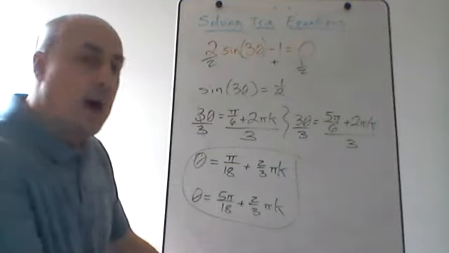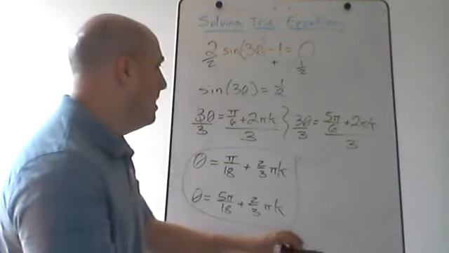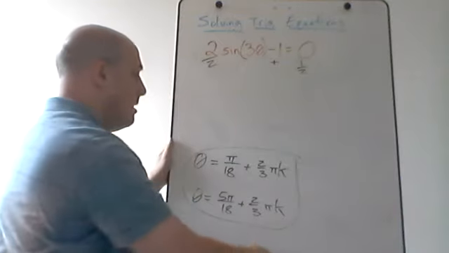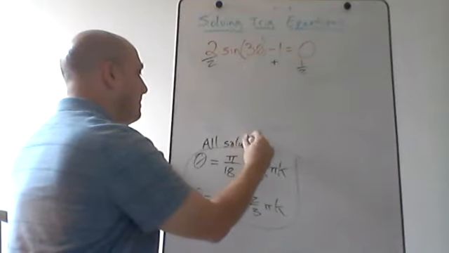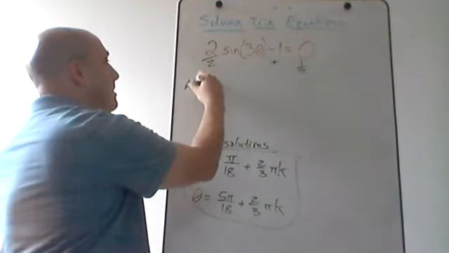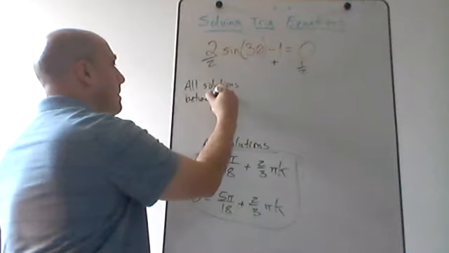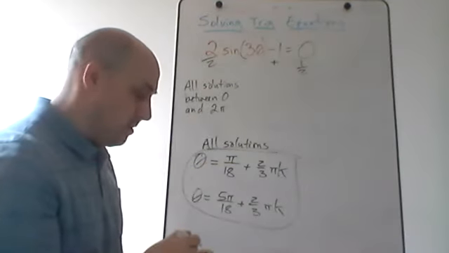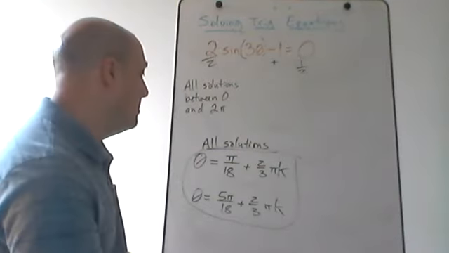Now, this problem also asks us to find all the solutions between 0 and 2 pi. So let's take a look at how we would do that. All right, so this is all solutions, all possible solutions to this equation. What I want to find now is all solutions between 0 and 2 pi. So if I just do one lap around the unit circle, I want to find all the solutions to this equation on that one circuit of the unit circle, one time around the circle.